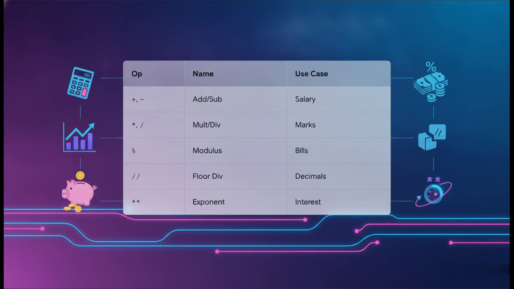But take a look at the bottom 3 symbols. We've got the percent sign, which in Python is the modulus operator. Basically, it just gives you the remainder of a division. And here's a fun fact for you. The modulo operator is actually the secret hero behind cryptography and keeping digital clocks on time. Pretty cool, right? Then we have the double forward slash. That's floor division, which basically chops off the decimal points. And finally, the double asterisk, which is for exponents, so think calculating compound interest. These symbols, they are your mathematical heavy lifters.